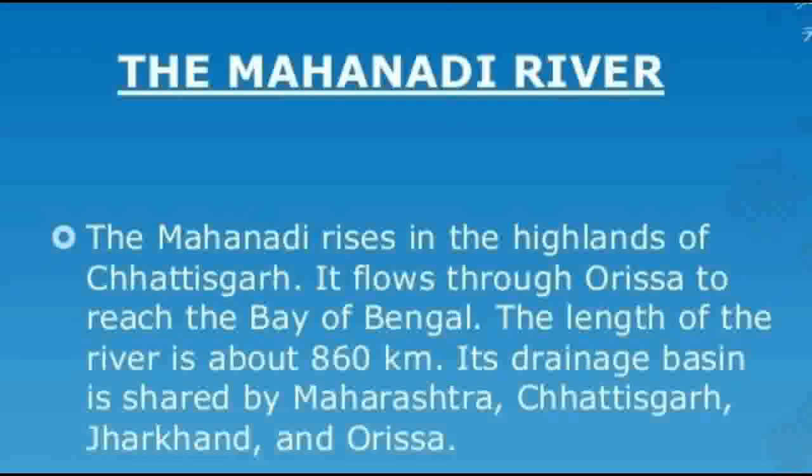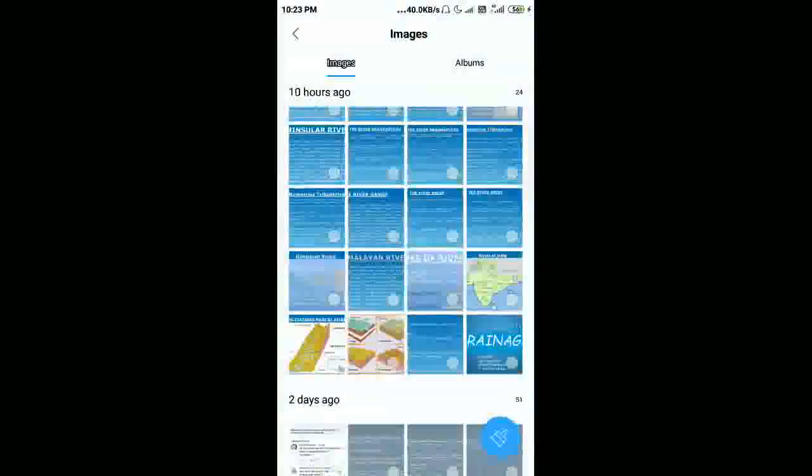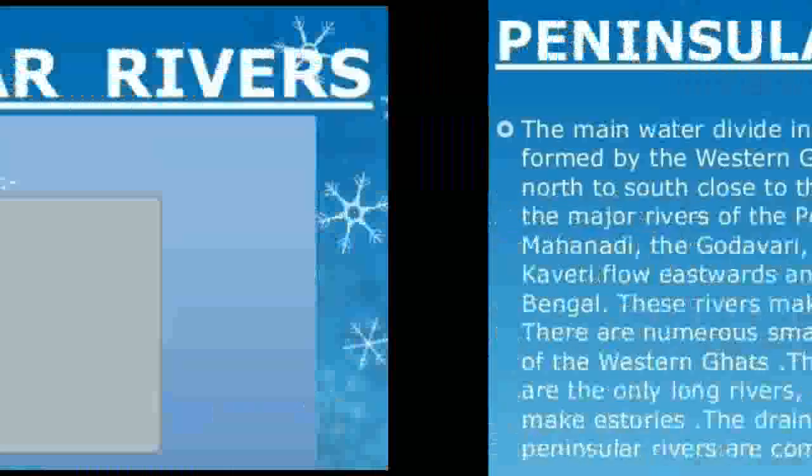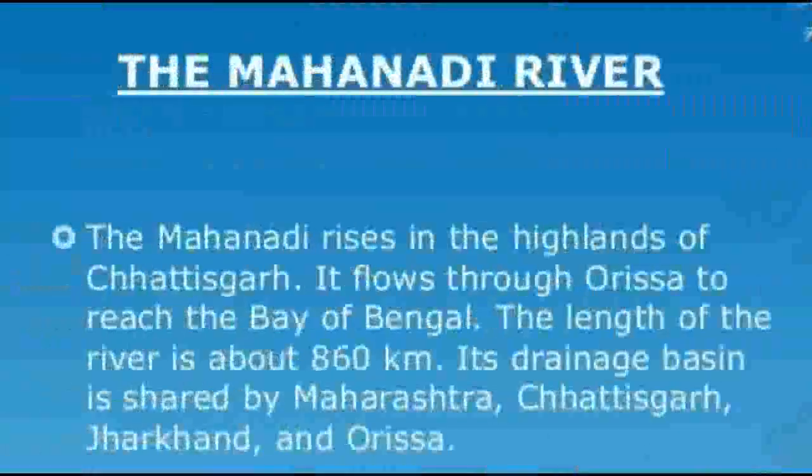Another important river in the peninsula is Mahanadi. It has its source in the highlands of the Chhattisgarh area, flows through Orissa and ultimately reaches the Bay of Bengal. As far as its length is concerned, it is at least 860 kilometers long, and its drainage basin is shared by the states like Maharashtra, Chhattisgarh, Jharkhand, and Orissa.